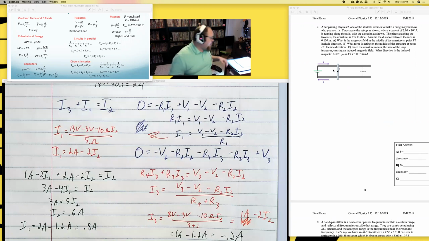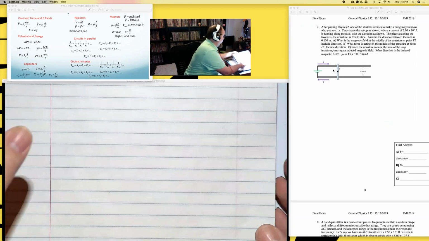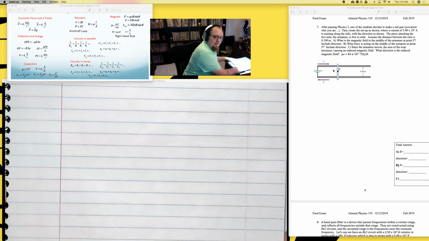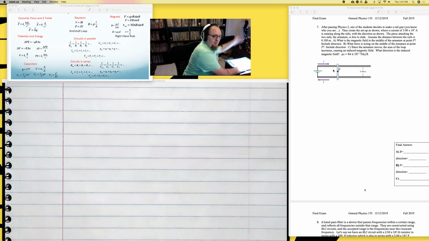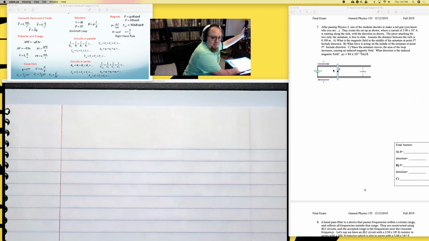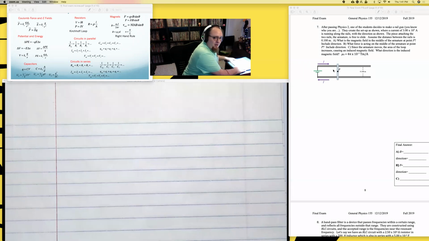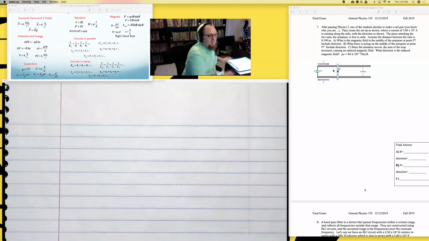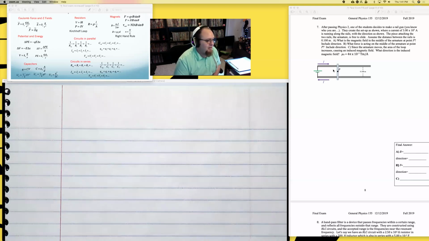Okay. This problem has a story to it. There was a student who really wanted to make a railgun last semester, and we kind of worked out how it could be done throughout class. So he got a problem. So it says, to create a railgun, create the setup as shown. A current of 3 times 10 to the 5th amps is run along the rails with the direction as shown. The piece attaching the 2 rails, the armature, is free to slide. Assume the distance between the rails is 0.1 meter.